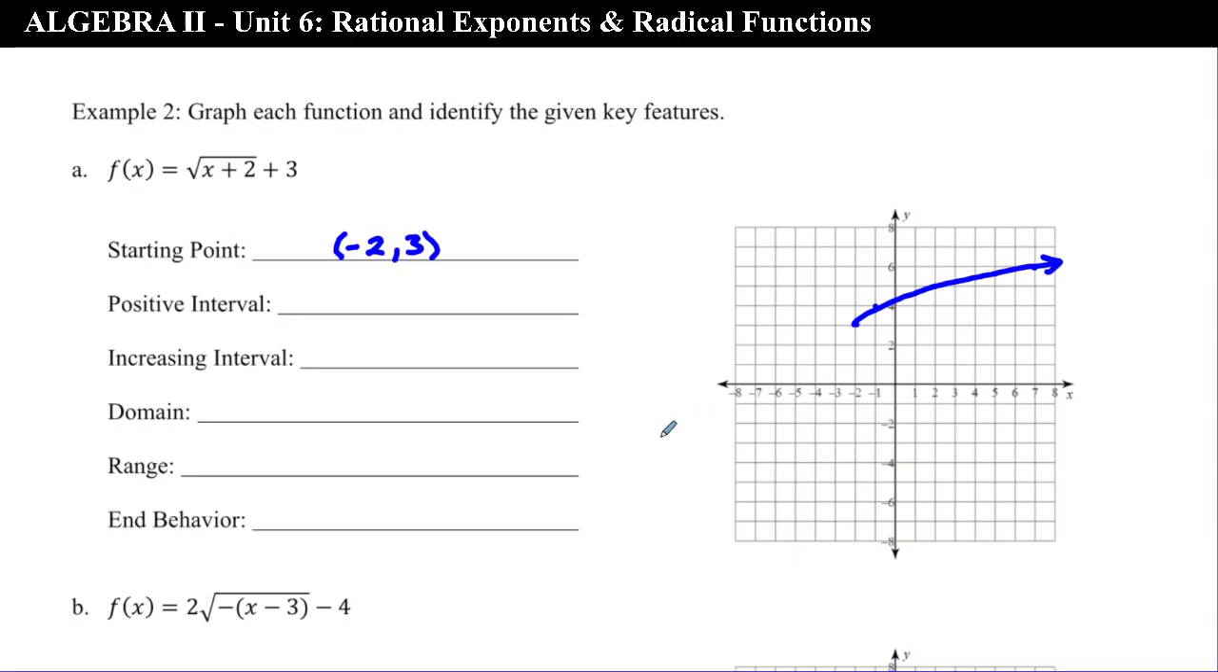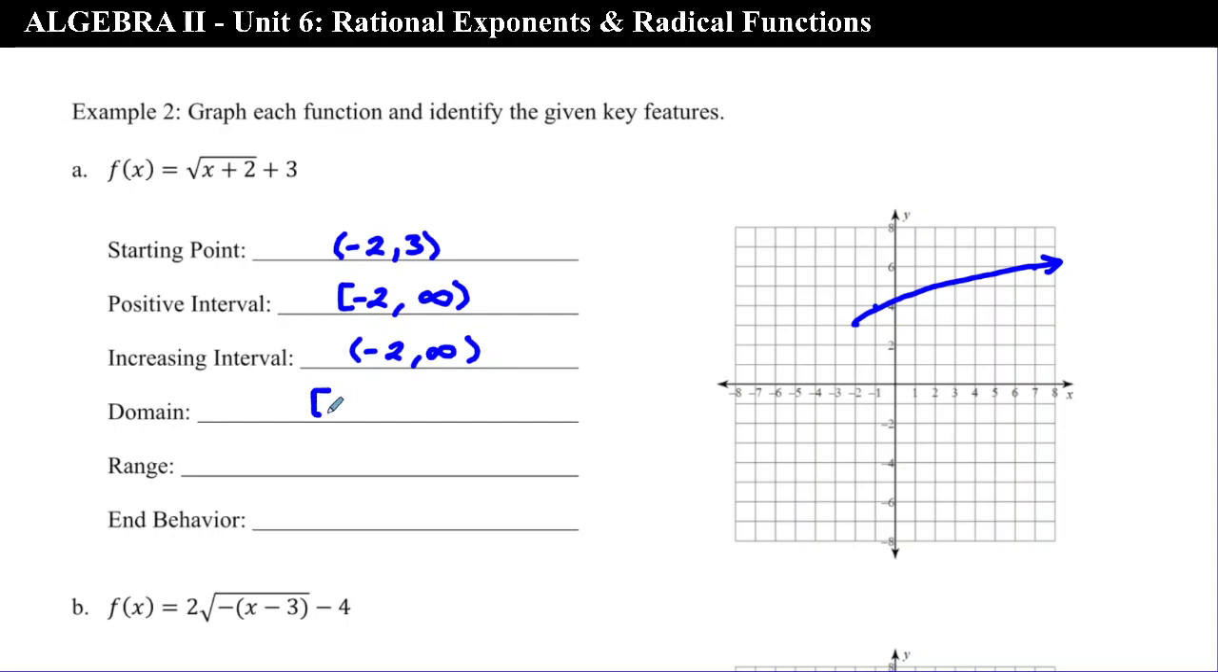So now that we have the function graphed, our positive interval, you're going to be tempted to say all real numbers, but that is not the case here. Even though the whole thing is above the x-axis, the function does not exist prior to x equals -2. So your positive interval is going to start at -2, and we include the -2, and it's going to go to infinity. We're increasing the whole time, but again, we're not increasing for all reals. We're only increasing from -2 to infinity.